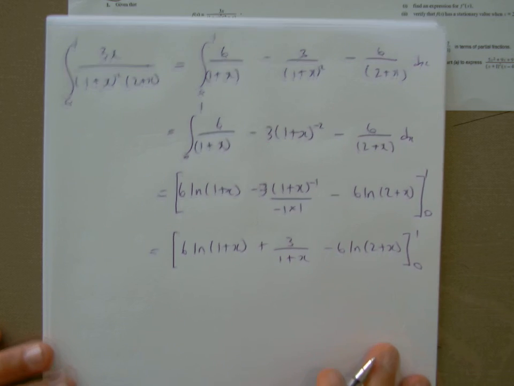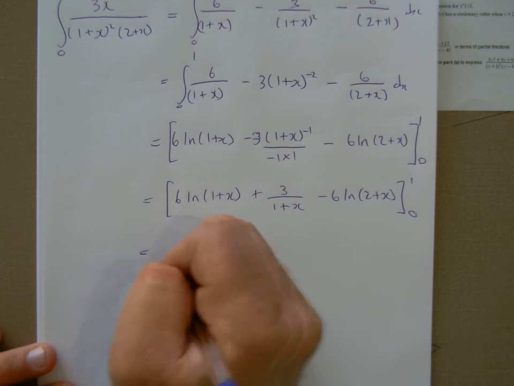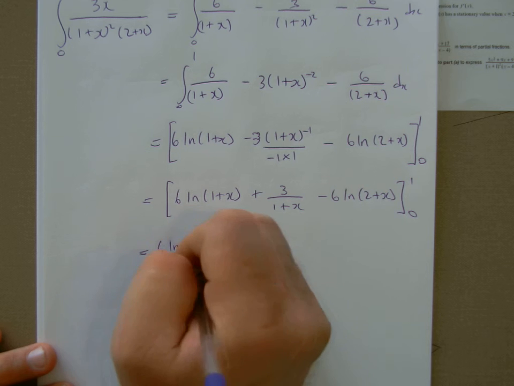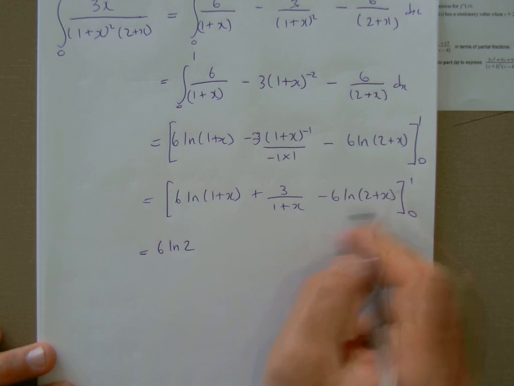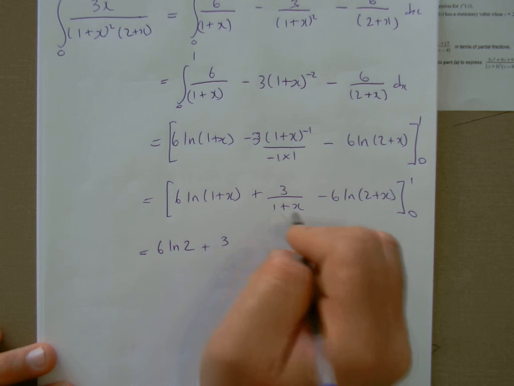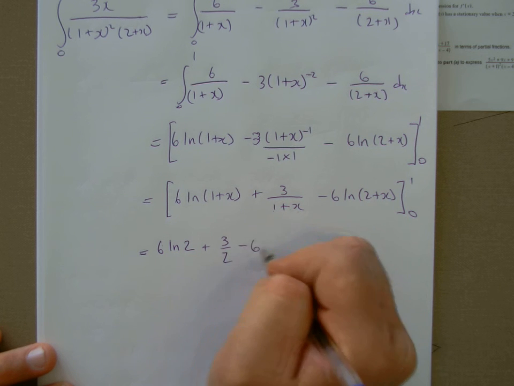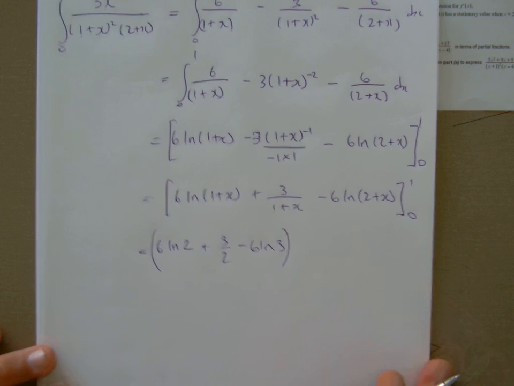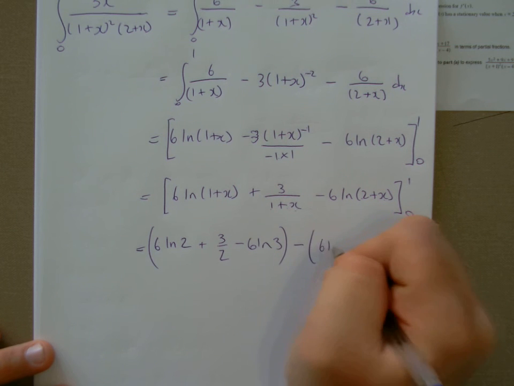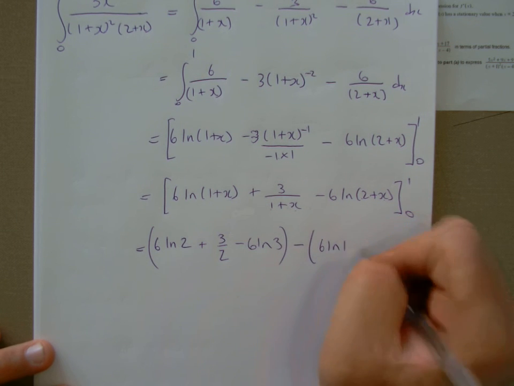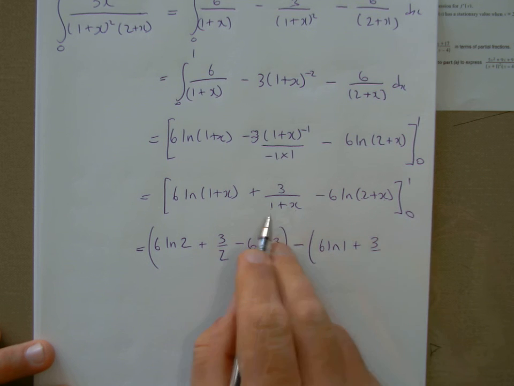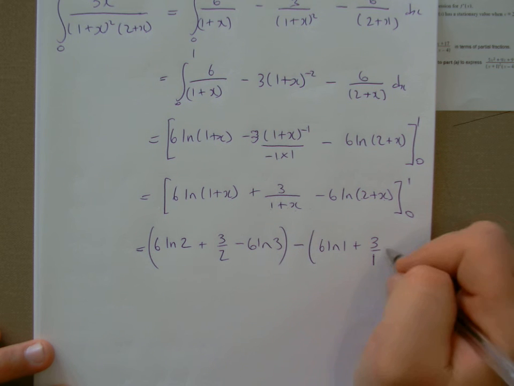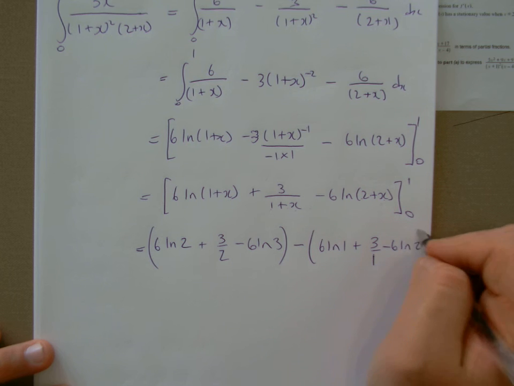Between 1 and 0. So we put the limits in. Put the upper limit in first, 1. So that'll be 6 ln 1 plus 1, which is 2. 3 over 1 plus 1, which is 2. Take away 6 ln and put 1 in there, 2 plus 1, which is 3. So that's putting the upper limit in, and we put 0 in the lower limit. 6 ln, put 0 in there, 1 plus 0 is 1. Plus 3 over 1 plus 0, which is 1. And then 6 ln, put 0 in there, it'll just be 2.